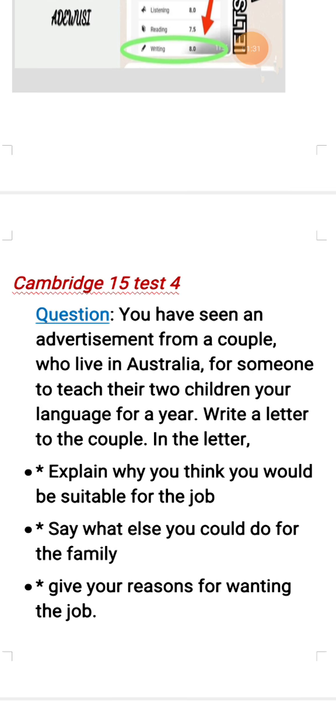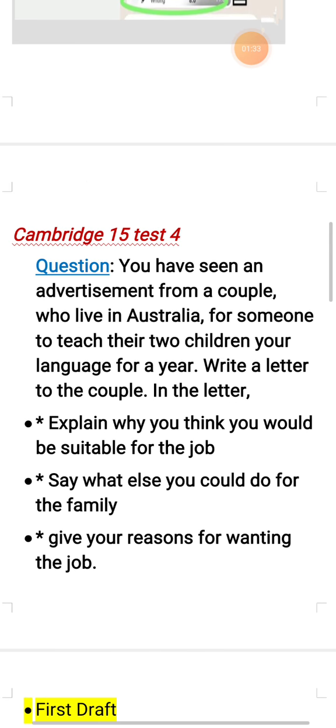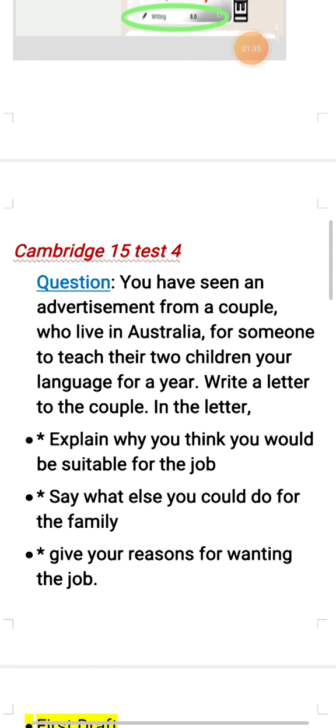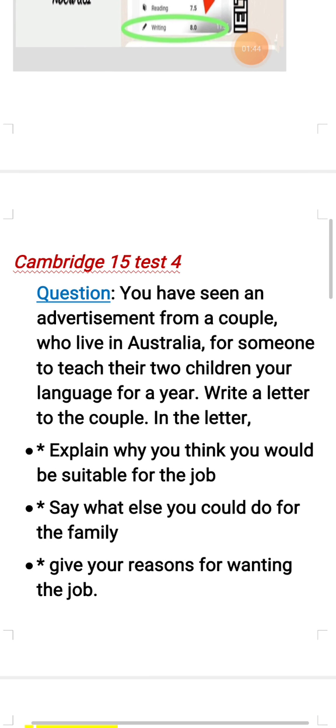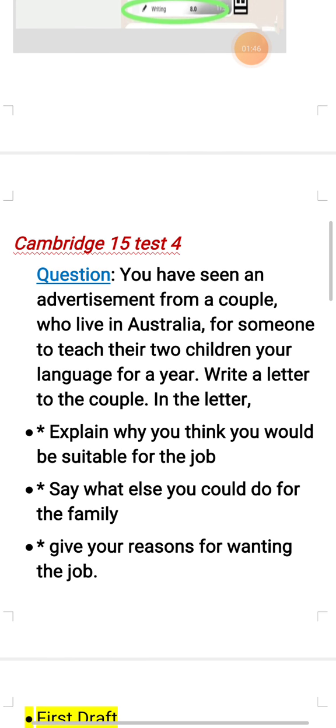So the question says, you have seen an advertisement from a couple who live in Australia for someone to teach their 2 children your language for a year. Write a letter to the couple. In the letter, explain why you think you would be suitable for the job. Say what else you could do for the family. Give your reasons for wanting the job.